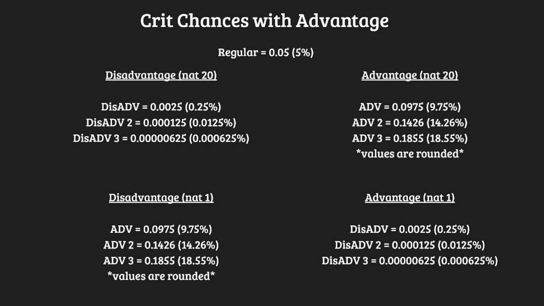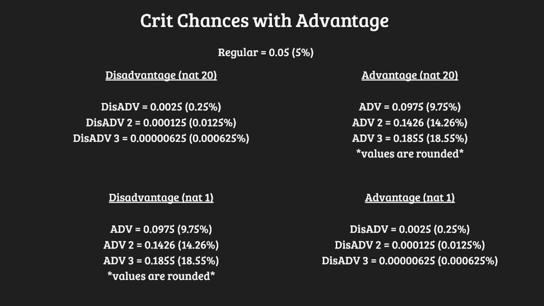So if you have disadvantage, you get a 0.25 chance to roll a crit with disadvantage, which is very low, right? And as we get more levels of disadvantage, it gets more and more difficult to get a nat 20. In fact, looking at disadvantage 3, there is a 0.000625% chance that you're going to get a crit, which basically means you're not going to get that crit. It could happen, but statistically, that's incredibly improbable.